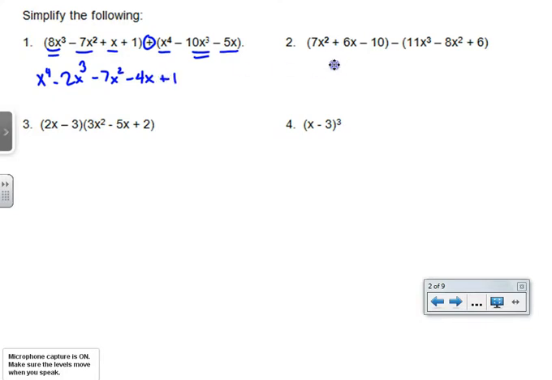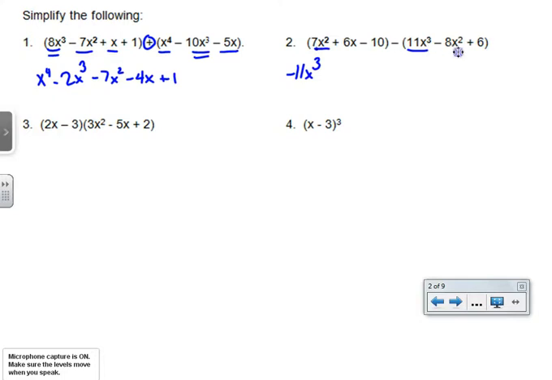Now on number 2, please be careful that you are subtracting all of your like terms. Let's start with our cubic term, because that would be the first. Now notice there is nothing cubic in the first parenthesis, minus 11x to the 3rd. So negative 11x to the 3rd is our lead term.